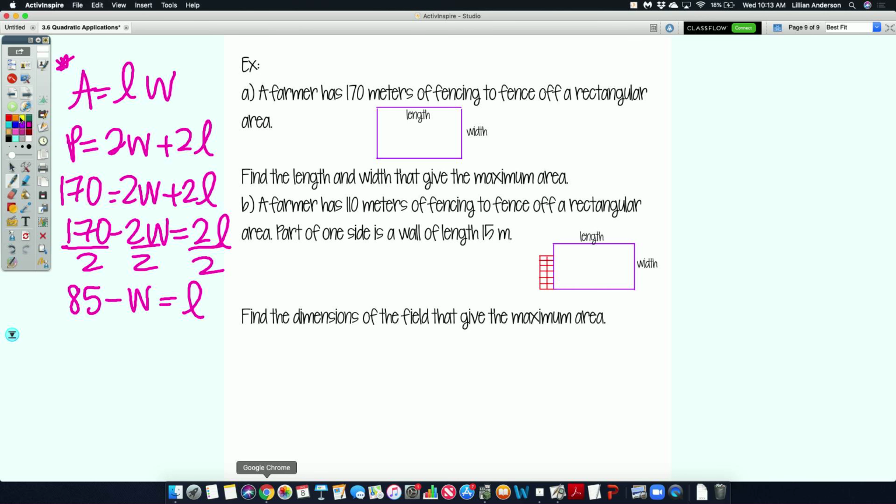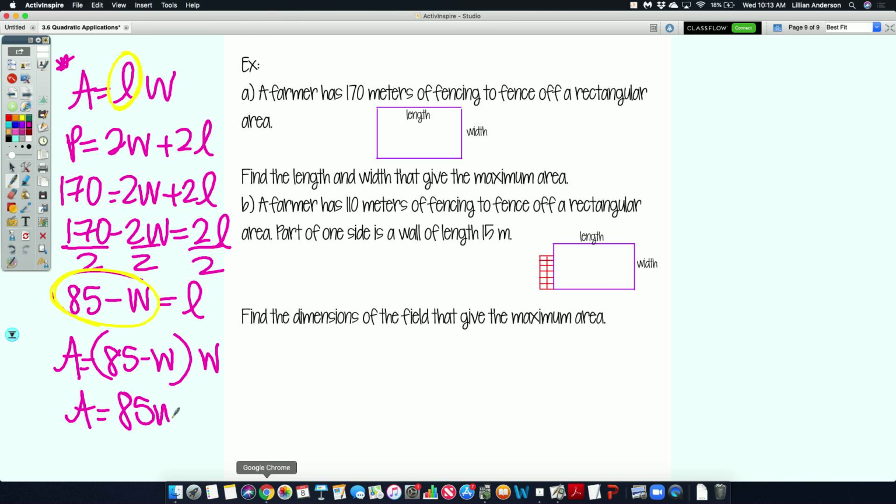So now I'm going to plug 85 minus W in for L in my area equation to get A equals 85 minus W times W. So my area equation, my quadratic that I'm going to work with, is 85W minus W squared. The very same similar process that we did for the last problem is going to be here for part A. Now it is asking us for the length and the width that give the maximum area.